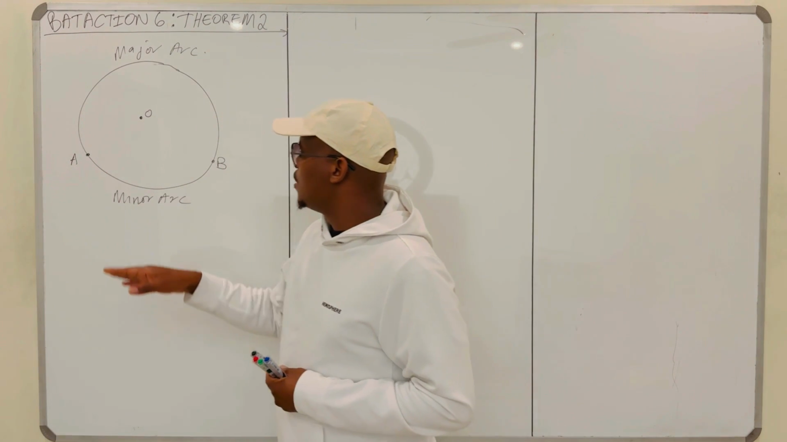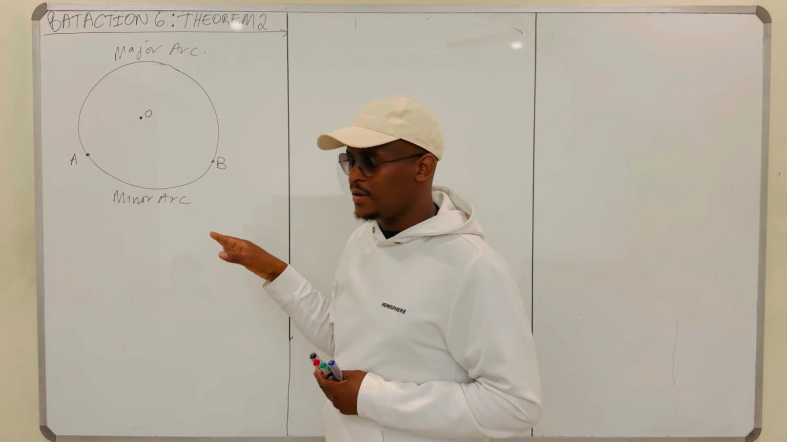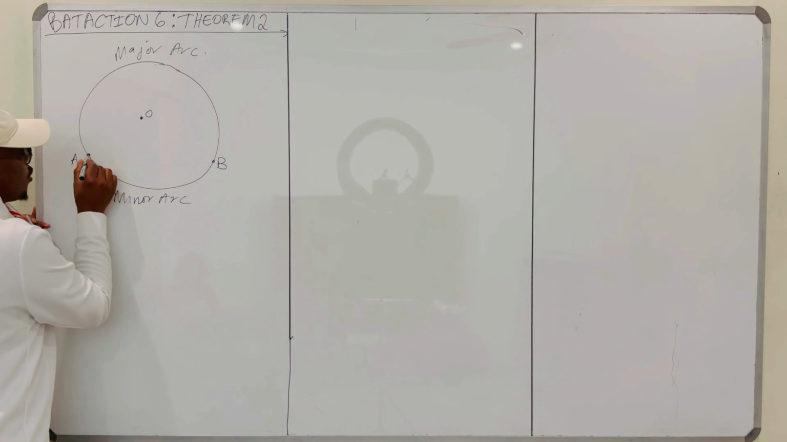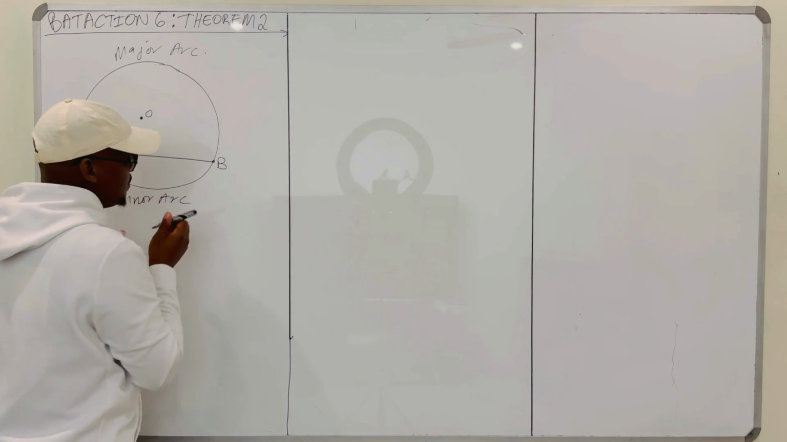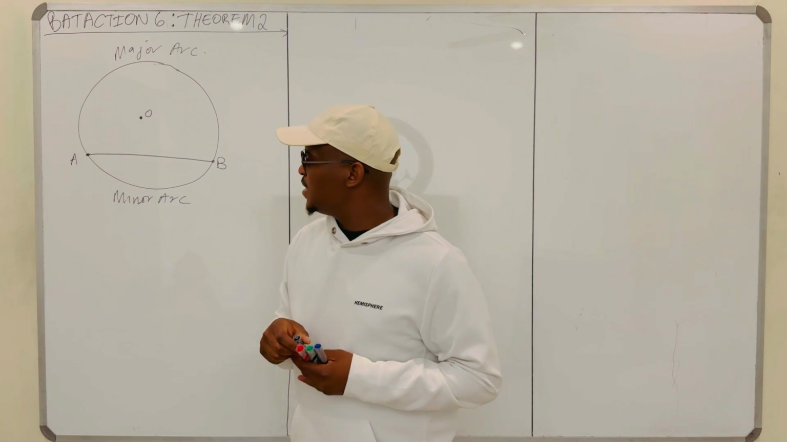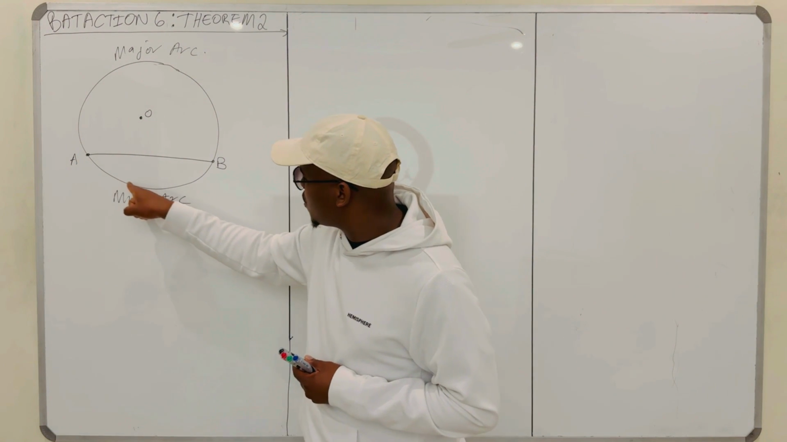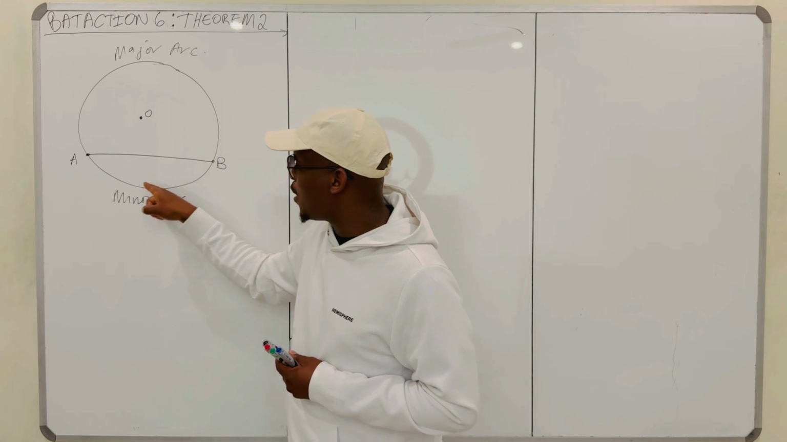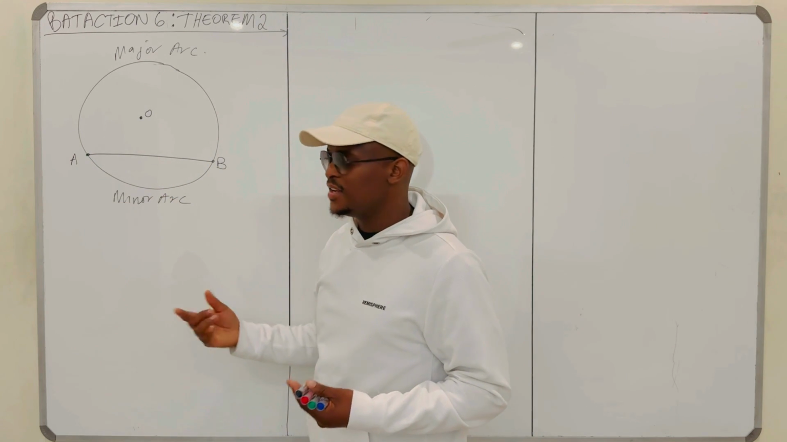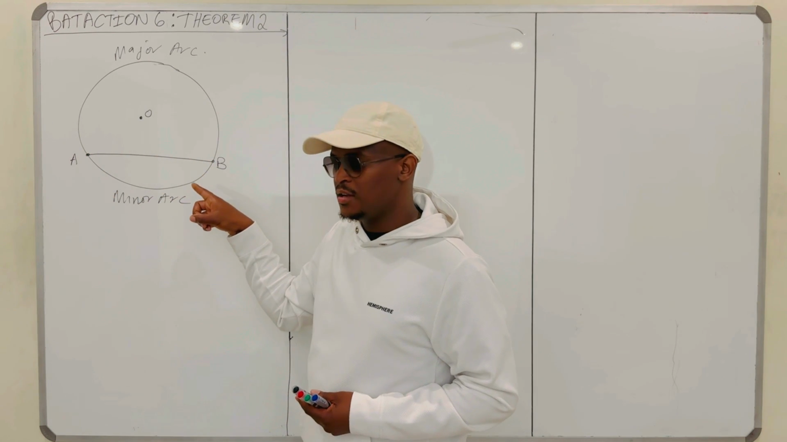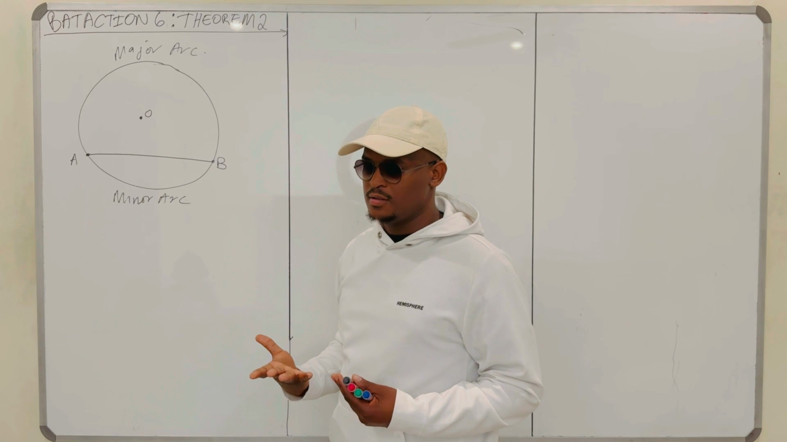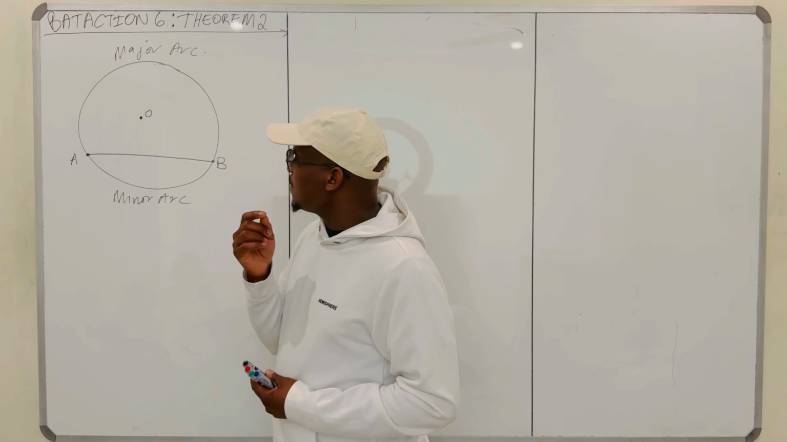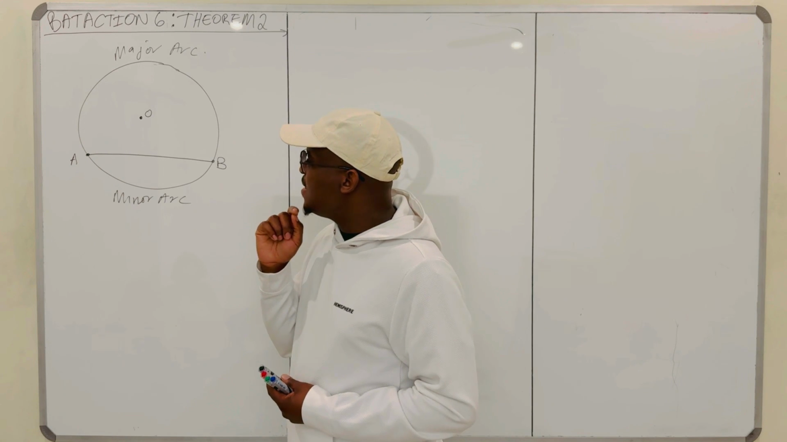So this was an arc. Let's suppose we join AB. Can you see AB? Yes. This part of the circle between these two points is an arc, right? And what is AB called? A chord. AB is a chord. Are you with me? Yes.